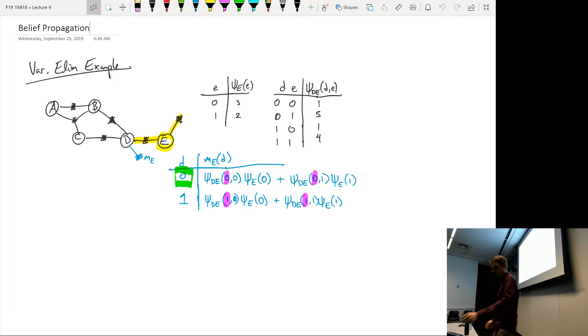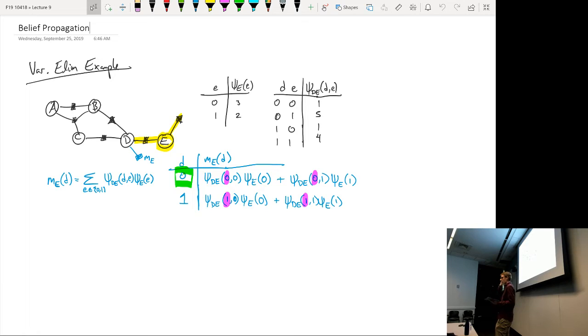Okay. So now that we have created this new blue factor, we can go another round of this if we wanted to, and we could eliminate the variable D. If we eliminated the variable D, what parts of the graph would be in what we were calling the elimination set? The things that are removed. Say again? E is already removed, so we don't even really talk about it as part of the elimination set because it's already gone. Okay, so the variable D is going to be removed.